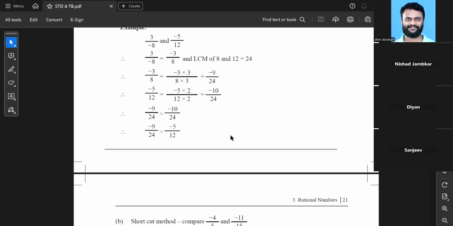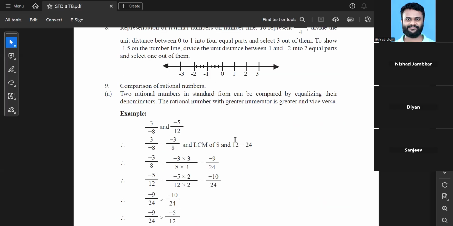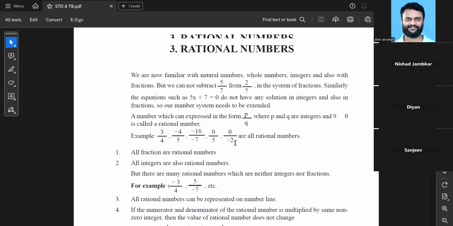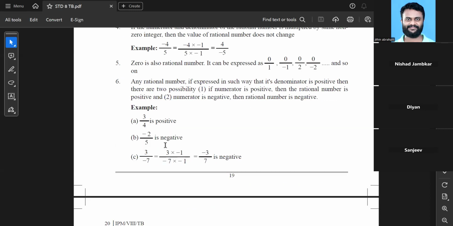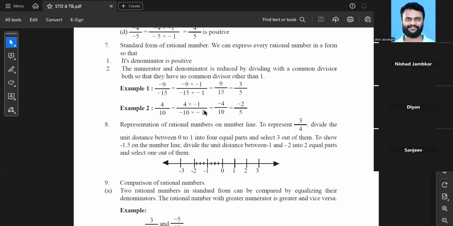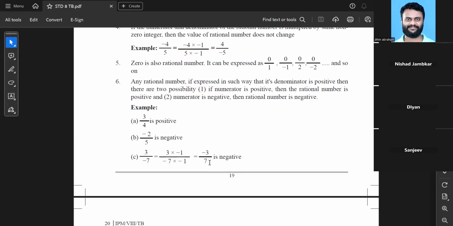So I'm just trying to recollect where we stopped last time. We had started with rational numbers last time, I believe. Positive, negative, we dealt with it. I told you the basic rule: whenever you see a negative sign in the denominator, you have to bring that negative sign to the numerator.